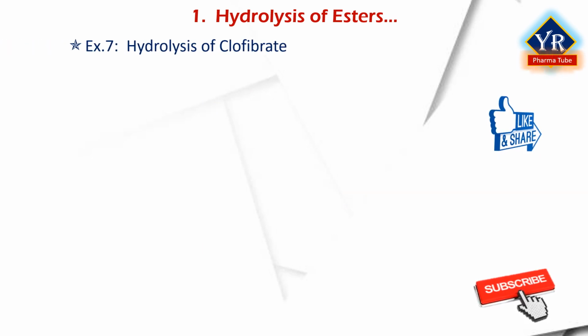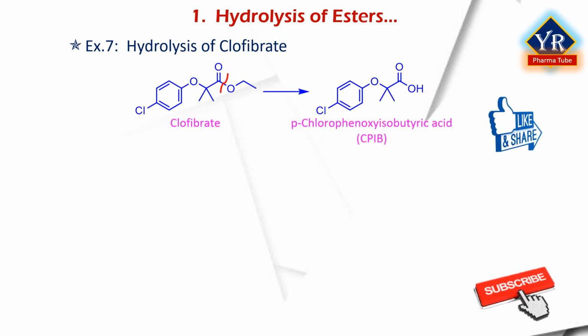The rapid metabolism of clofibrate yields para-chlorophenoxyisobutyric acid as the major plasma metabolite in humans. Studies in rats indicate that the free acid, the product from the reaction, is responsible for clofibrate's hypolipidemic effect.